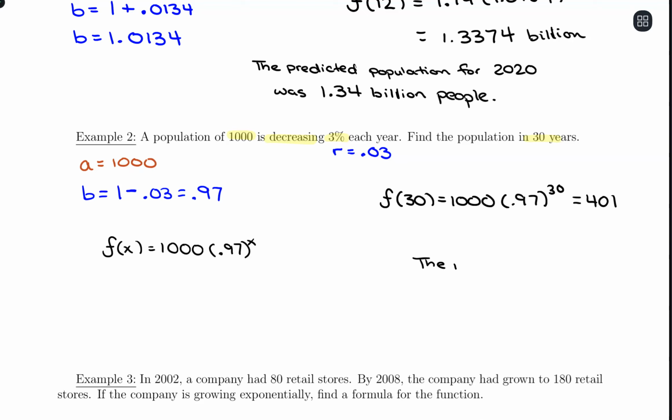So the population in 30 years would be 401. We don't say it's people, so I'm just going to leave it at that.